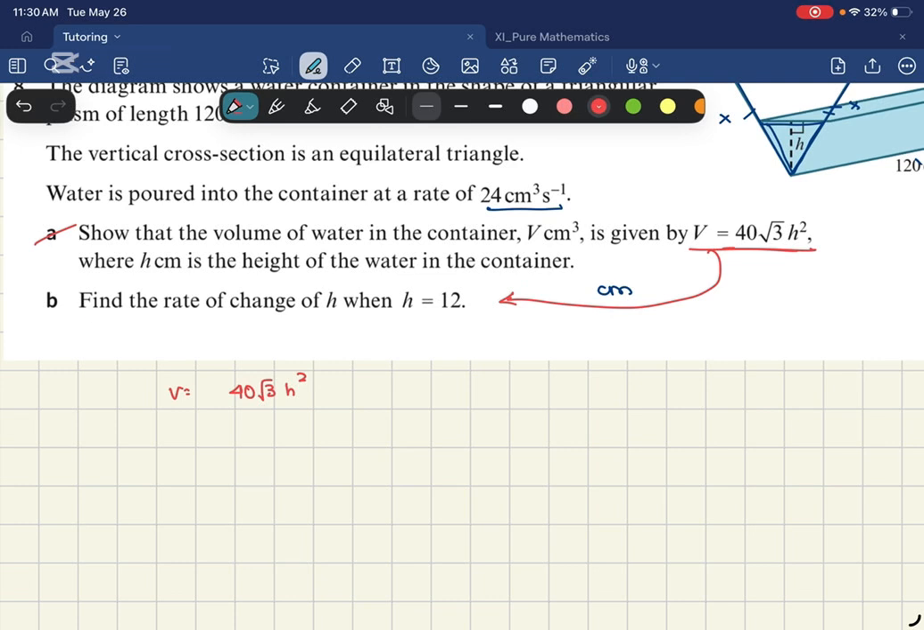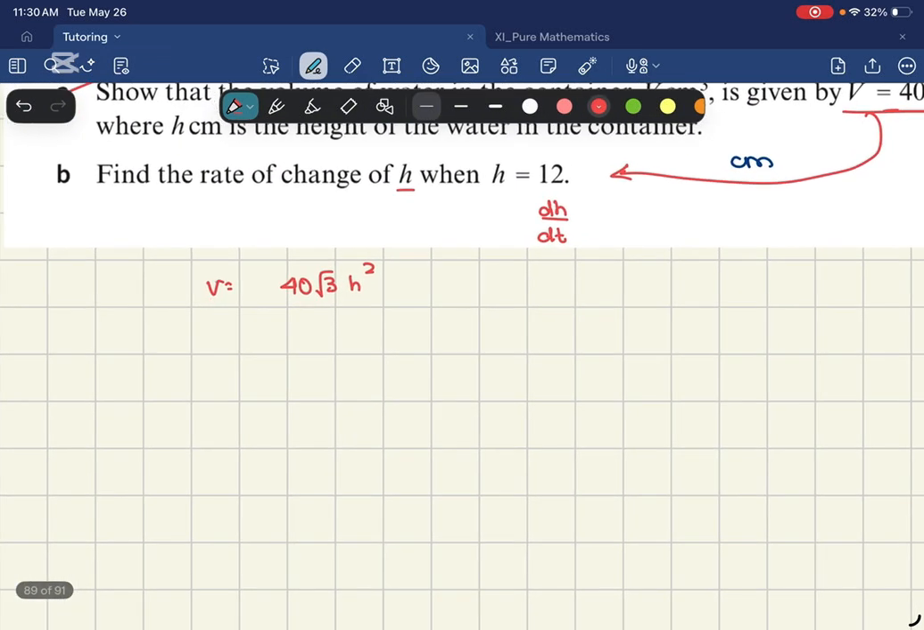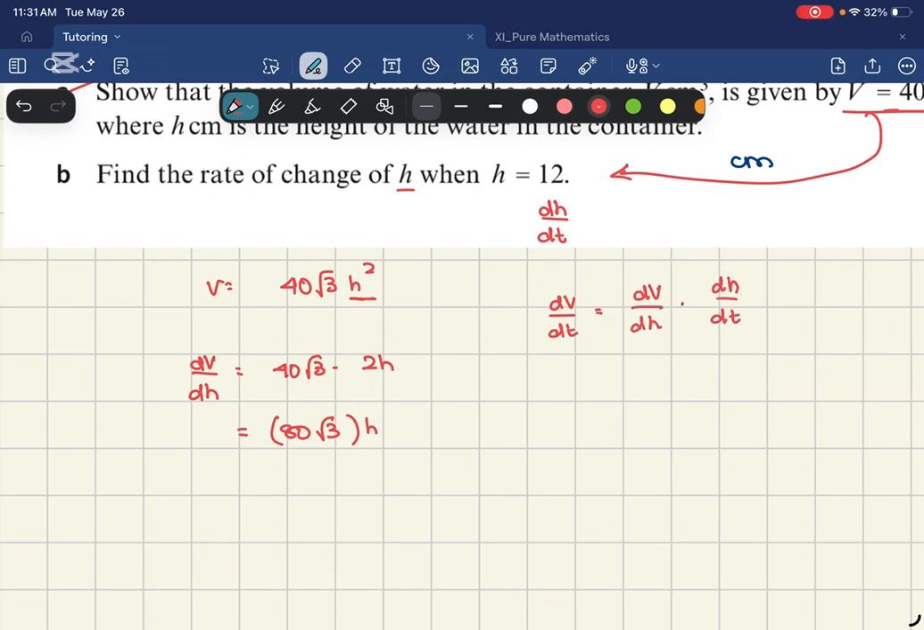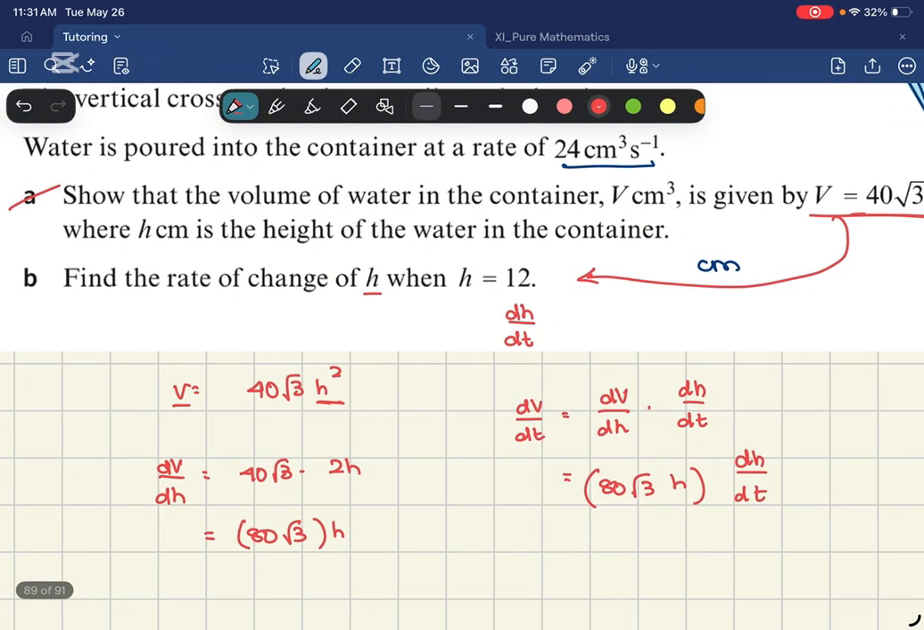Okay. So find the rate of change of h when h is 12. So we want to find dh by dt. First of all, we know v is expressed in terms of h, so it's helpful to find dv by dh. So you keep 40 root 3, and then you differentiate h squared with respect to h, you get 2h. That is going to be 80 root 3 times h. Now dv by dt is going to be dv by dh times dh by dt, right? Using the chain rule. dv by dh is 80 root 3 times h. dh by dt is something that we are looking for. And dv by dt is given here.